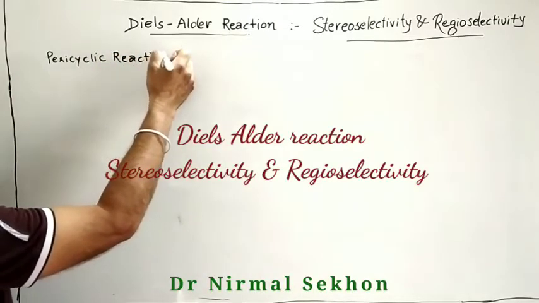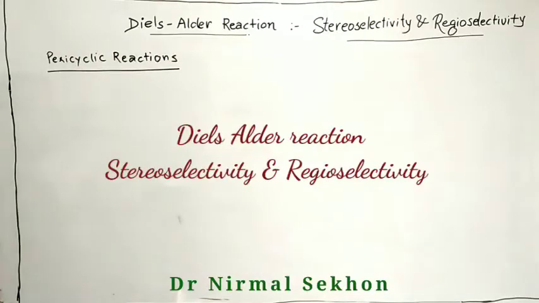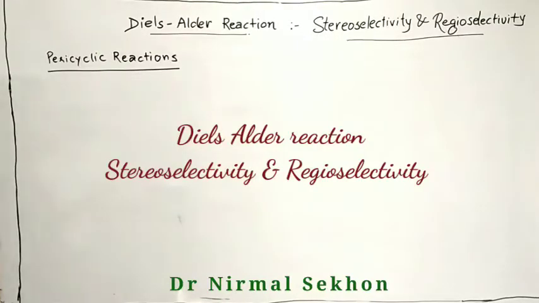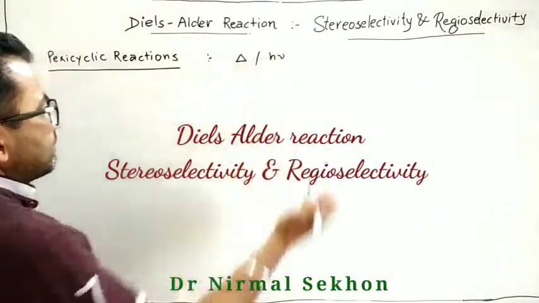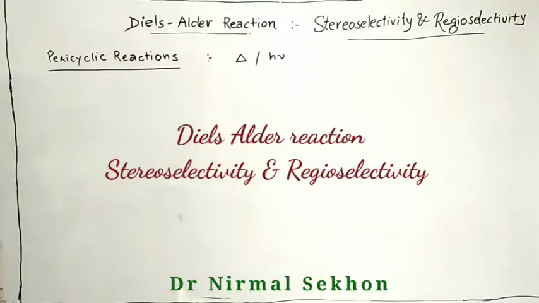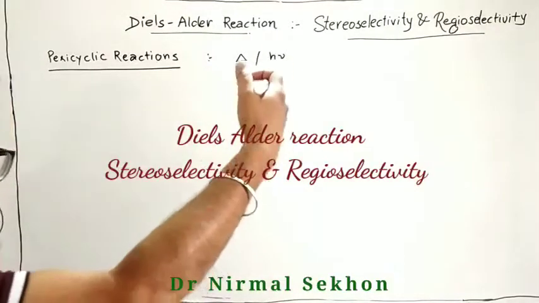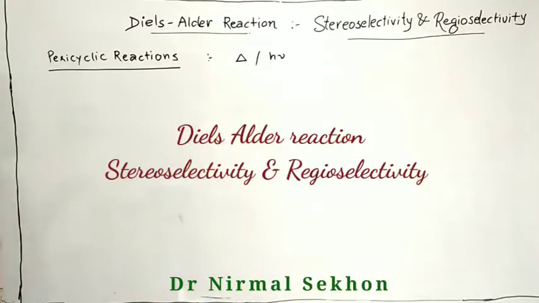There is a category of pericyclic reactions which are quite different from the chemical reactions. In pericyclic reactions, reagents are not required. No acid or base is required, no catalyst is required. We just require heat or light. So these pericyclic reactions take place thermally or photochemically. We provide heat to the reactant, and they rearrange to give the product. We provide electromagnetic radiation to the reactants and they give the product.